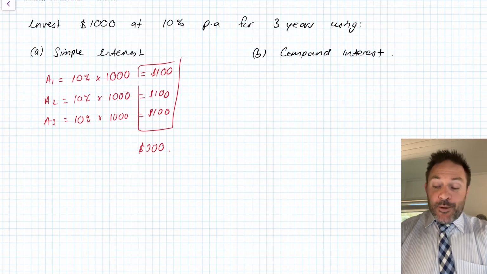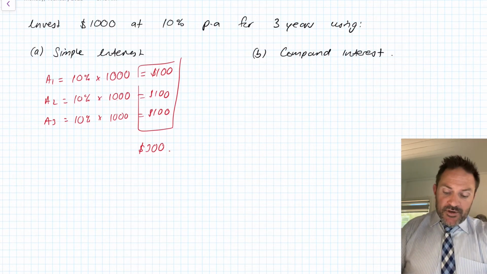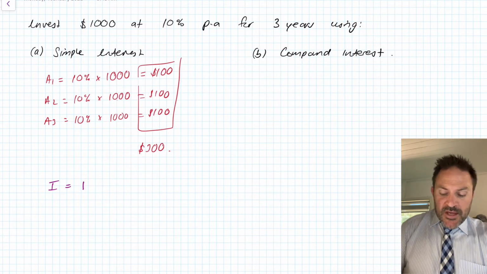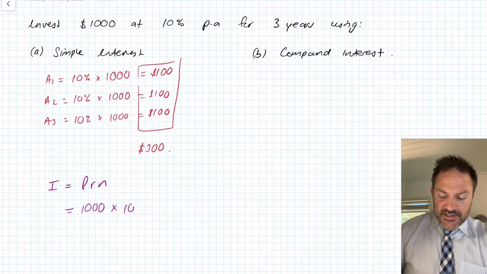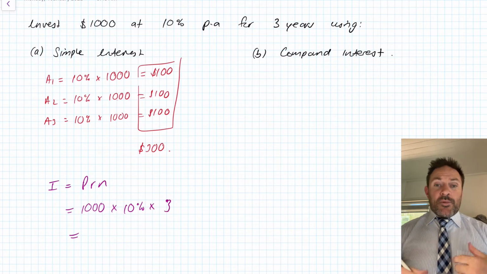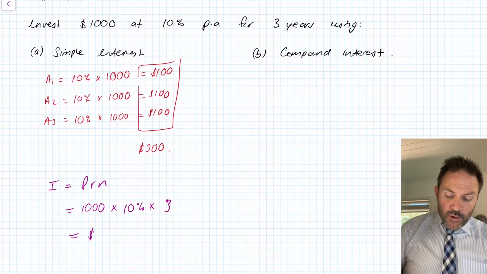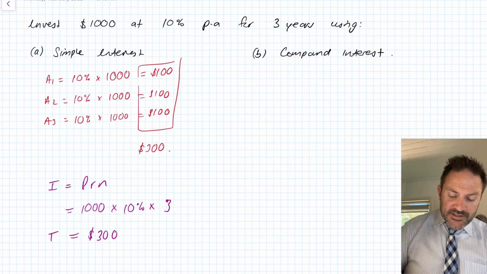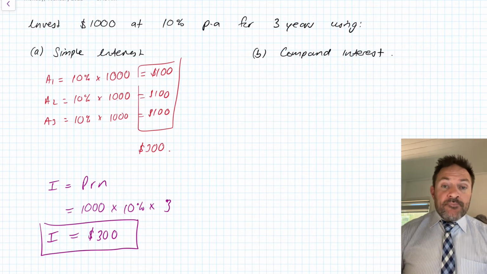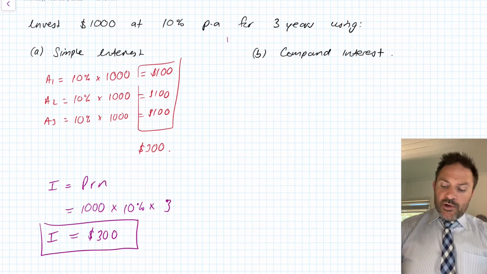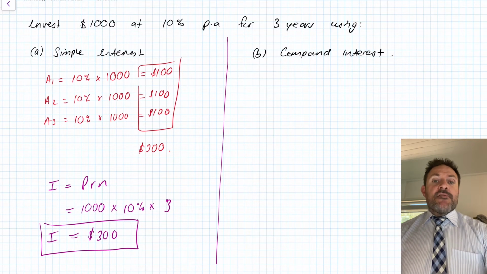Now, of course, you probably wouldn't do it that way. You probably look at me thinking I'm an idiot. I'm not an idiot, but I'm just showing you something for the next question. You'd say, sir, wouldn't you use I equals PRN? You could just times the $1,000 by the 10% and times it by the number of years, because that $100 will be the same every time, which means we automatically get the $300, and I would say absolutely spot on. However, I want to look at the next process for compound interest.